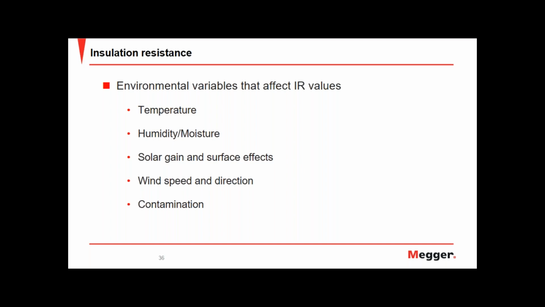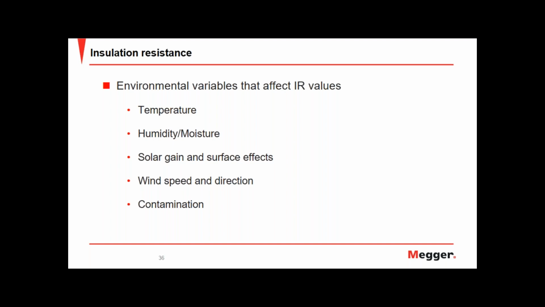Now, we already know that as temperature increases, this presents an adverse effect on the insulation resistance values. As a general rule of thumb, if an asset's insulation temperature rises by 10 degrees centigrade, its IR value may reduce by as much as 50%.